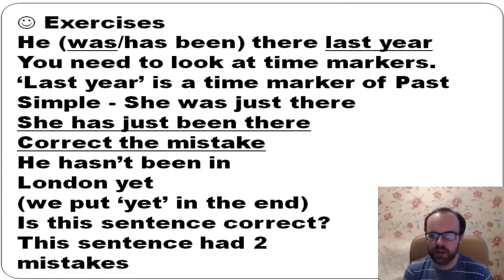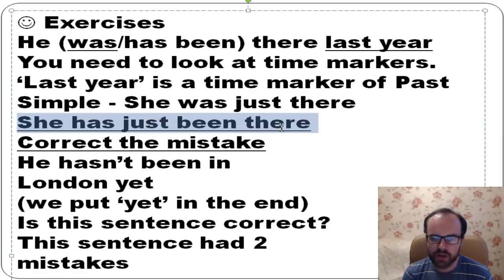Exercises. He was there last year. You need to look at time markers. So last year is a time marker of past simple. She was... is a time marker of past simple. Good. Yeah, she has just been there, so it's correct.